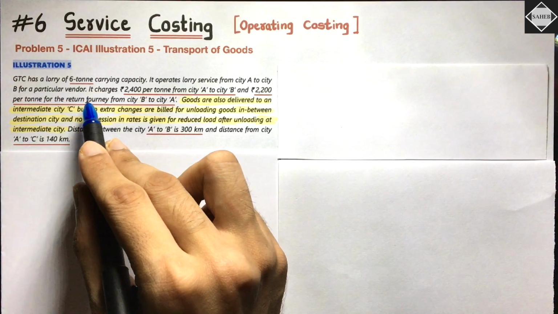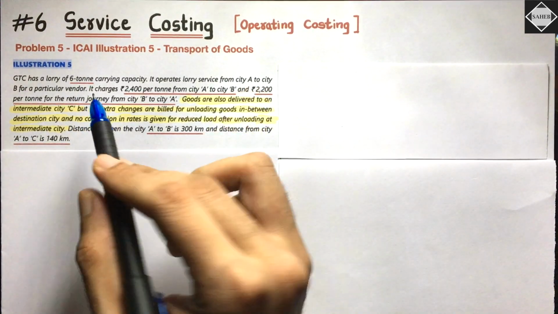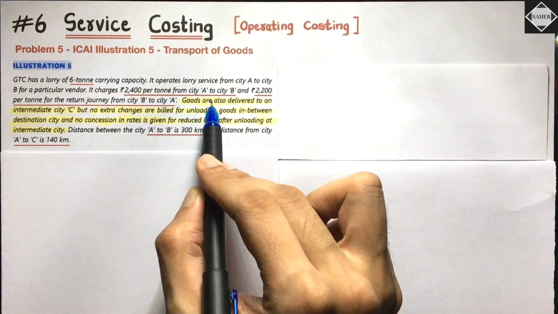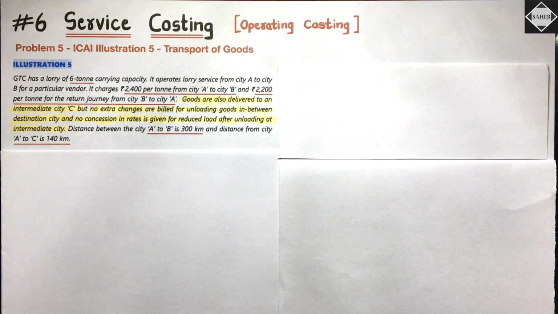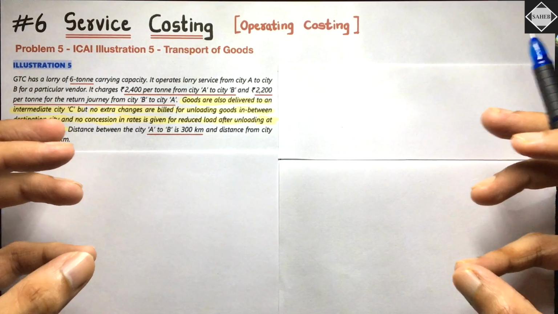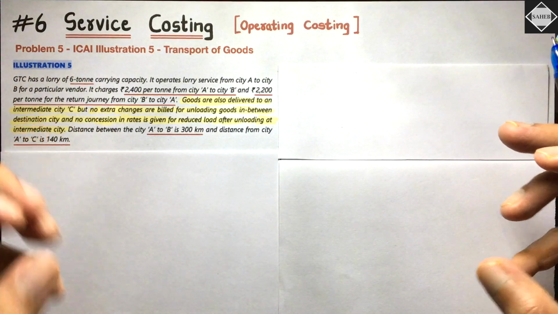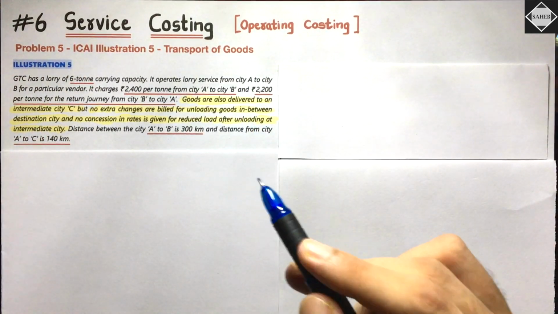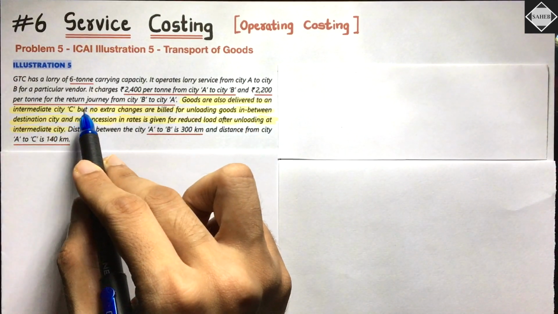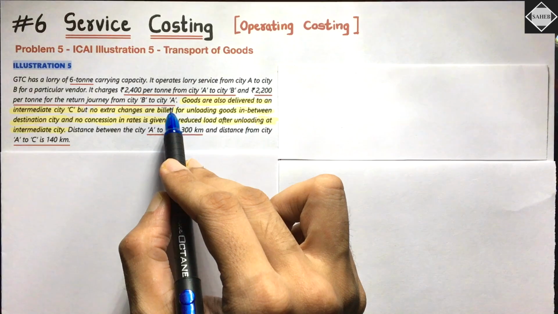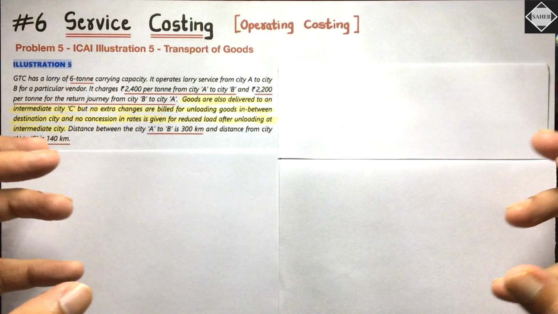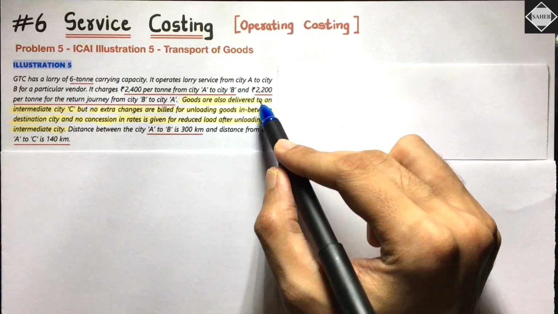Now they are talking about the price that we charge. It charges 2,400 per ton from city A to city B. How much? 2,400 per ton. If we take goods from city A to city B, then we are charging 2,400 per ton. But if we bring back, then the price is different. Let's read: 2,200 per ton for the return journey from city B to city A. If we bring goods back on the return journey from B to A, the price is less, it's 2,200 per ton.